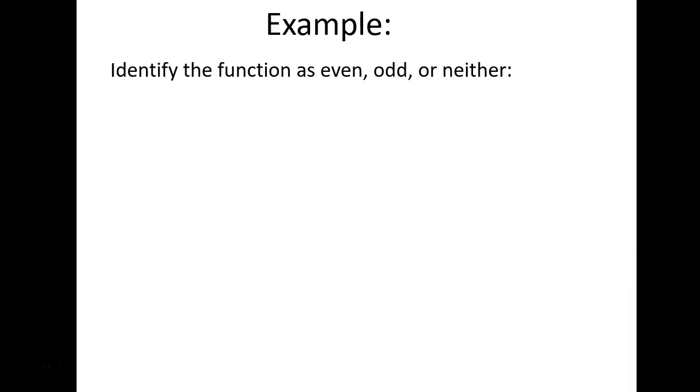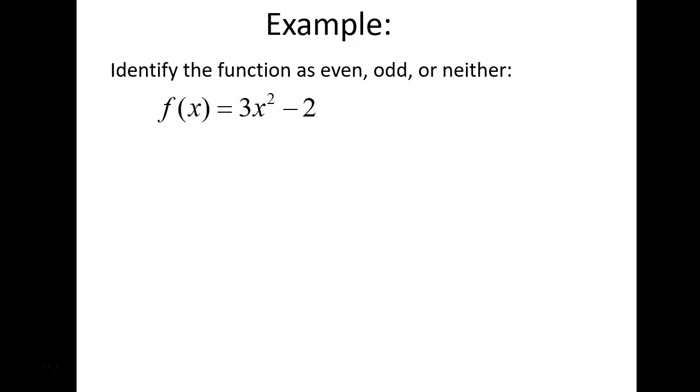All right, so the question would say identify the function as even, odd, or neither. A function can be neither because it may not have symmetry. It may not be y-axis or origin symmetry, and if that's the case, it's neither. But let's try one here. So say the function is f of x equals 3x squared minus 2.